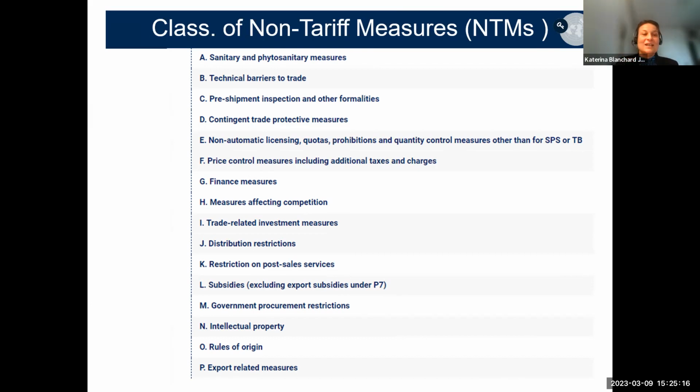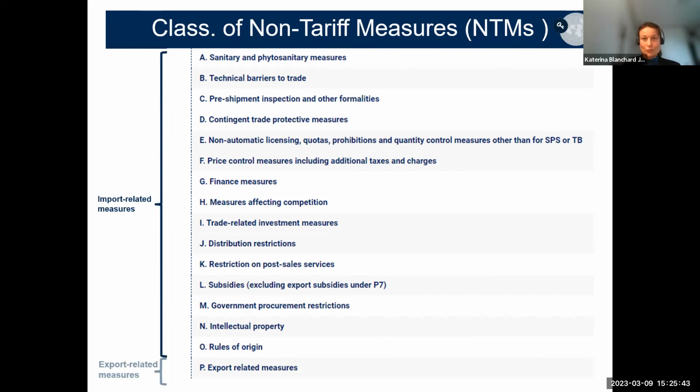Thank you. So here we have 16 different chapters, so you've seen different types of non-tariff measures. The first three groups, the sanitary and phytosanitary measures, technical barriers, and pre-shipment inspections would be the technical ones. The rest would be the non-technical ones, and the P measures would be the ones related to exports. So you see that a much broader variety of non-tariff measures is imposed on imports than on exports.